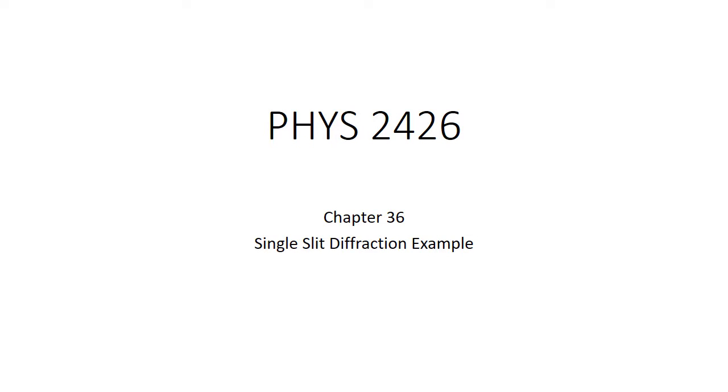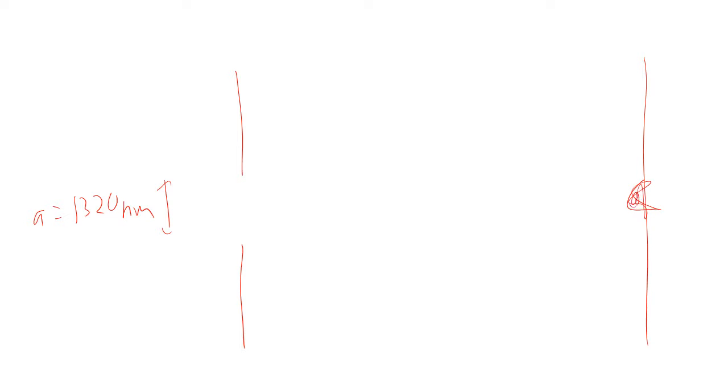Okay, so let's do an example with single slit diffraction. Let's imagine that we have a slit here, and the slit is a width A, and let's say that this is 1320 nanometers. And then on the screen over here, we got a bright spot in the middle. And so the minimum of the bright spot is going to be out here.